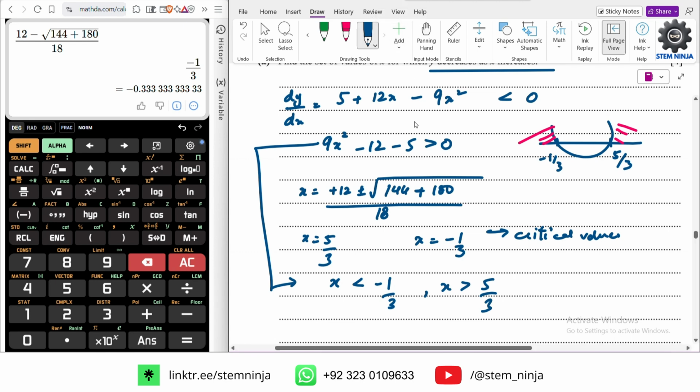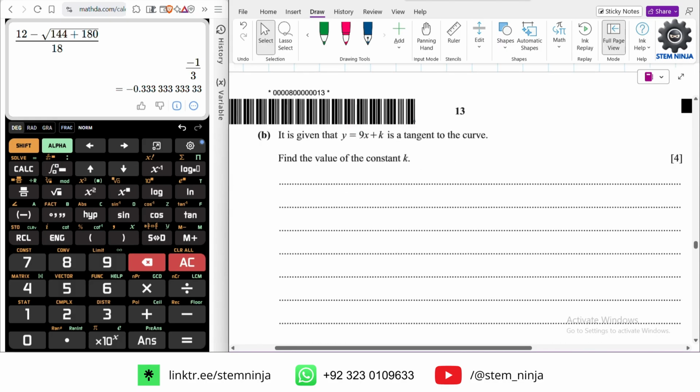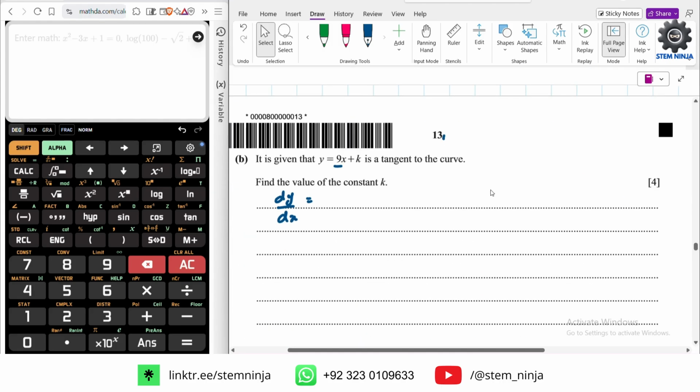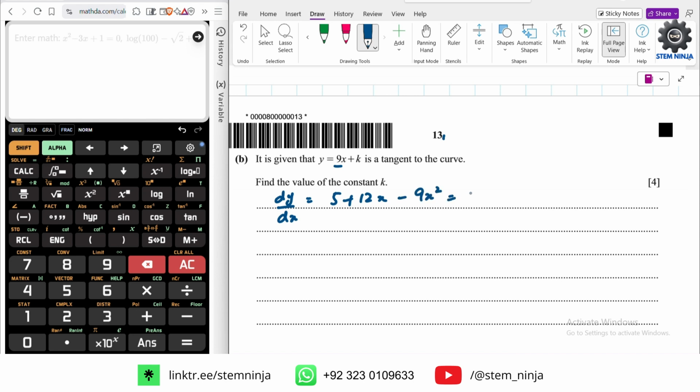Right. And okay, alright, let's see. It is given that y is equal to 9x plus k is a tangent to the curve. Find the value of the constant k. So we know that dy by dx at the point of the tangent would be 9. So we need to find out where dy by dx is 9. So the dy by dx formula that we figured out was 5 plus 12x minus 9x squared is equal to 9. So taking everything on one side, 9x squared minus 12x, and 9 minus 5 is 4, equal to 0.